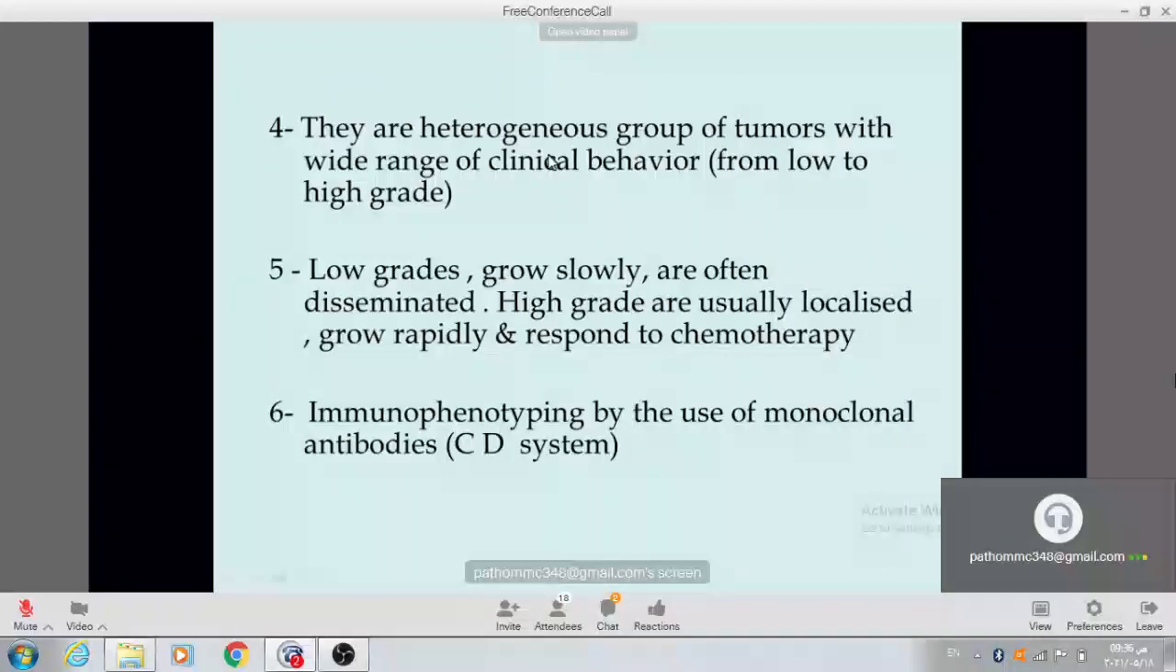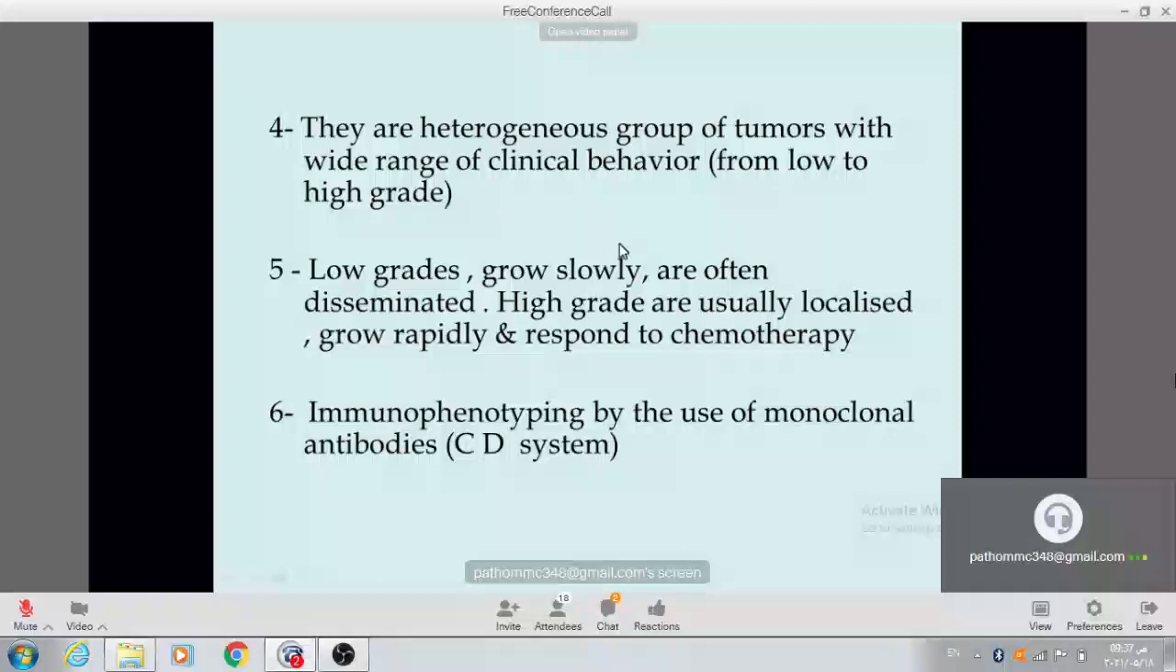These are a heterogeneous group of tumors with a wide range of clinical behavior. Non-Hodgkin lymphoma is a very, very large group of tumors, and they have a wide range of behavior. Some of them are low grade, some of them are high grade, some of them have good prognosis, some of them have bad prognosis. So it is not one type of tumor, it is many types and a heterogeneous group of tumors.